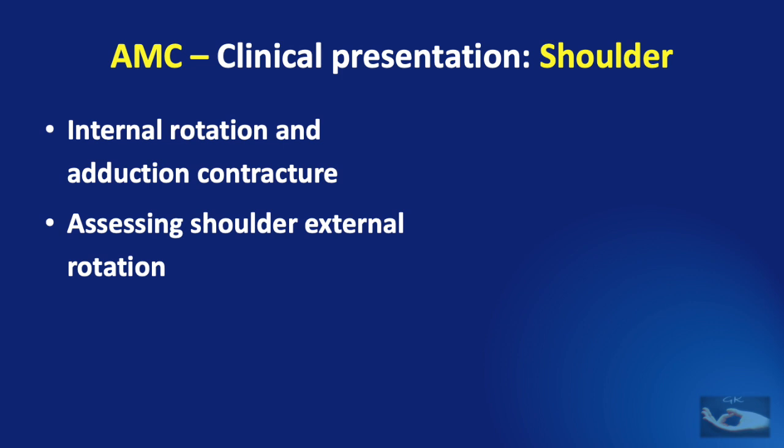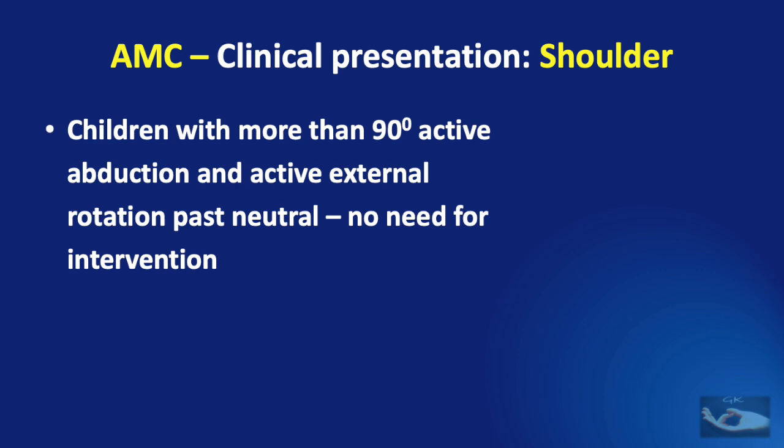Finding the axis of rotation of the shoulder in a child with less than 30 degrees of passive elbow flexion becomes difficult. Children with more than 90 degrees of active abduction and active external rotation past neutral rarely require any intervention as far as the shoulder is concerned.